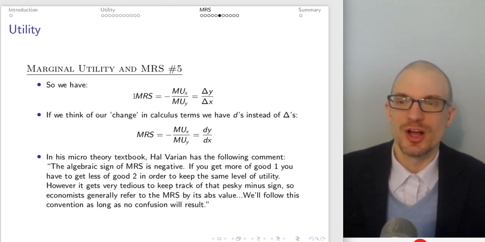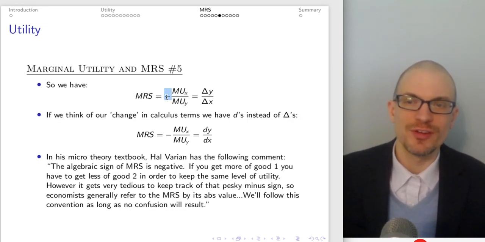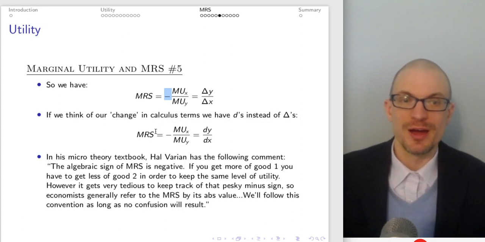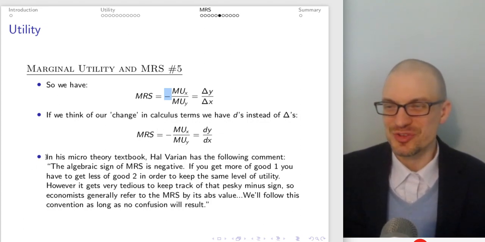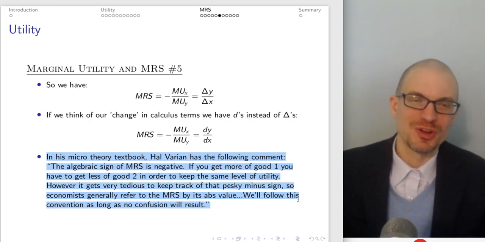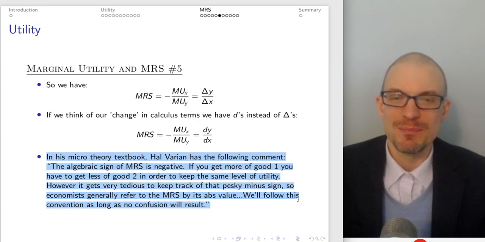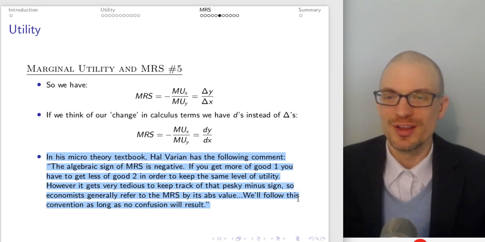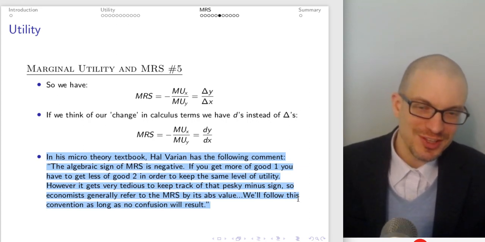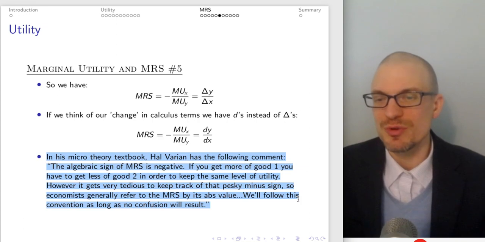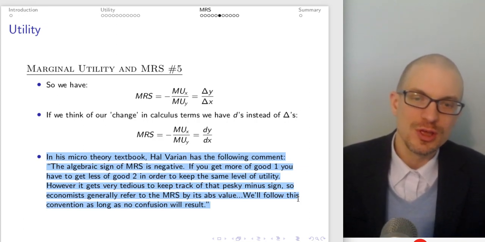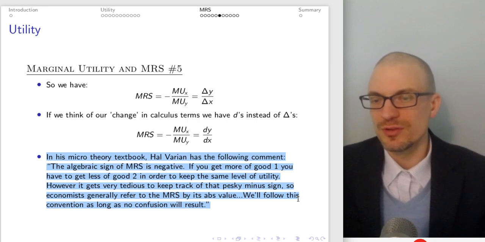So we have, as a result, my marginal rate of substitution is going to be MUX over MUY. Very often, I'm going to forget that negative sign, and that might bother you. Don't let it. Here's why. Varian has the following comment, which I want to read because this comes up a lot. The algebraic sign of the MRS is negative. If you get more of good 1, you have to get less of good 2 in order to keep the same level of utility. However, it gets tedious to keep track of this pesky minus sign, so economists generally refer to the MRS by its absolute value. We'll follow this convention as long as no confusion will result.